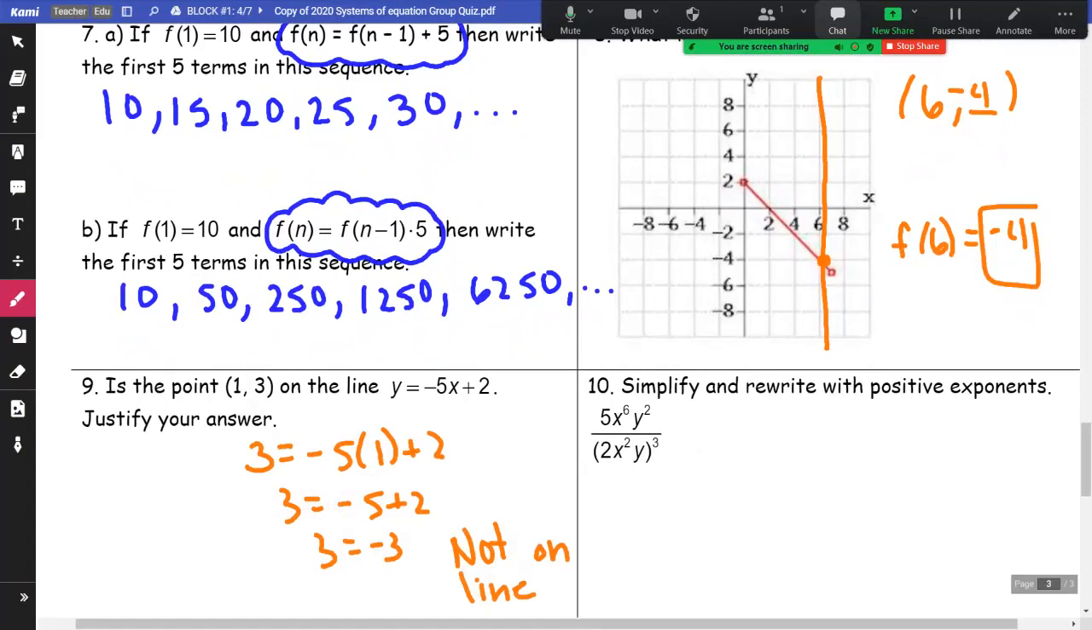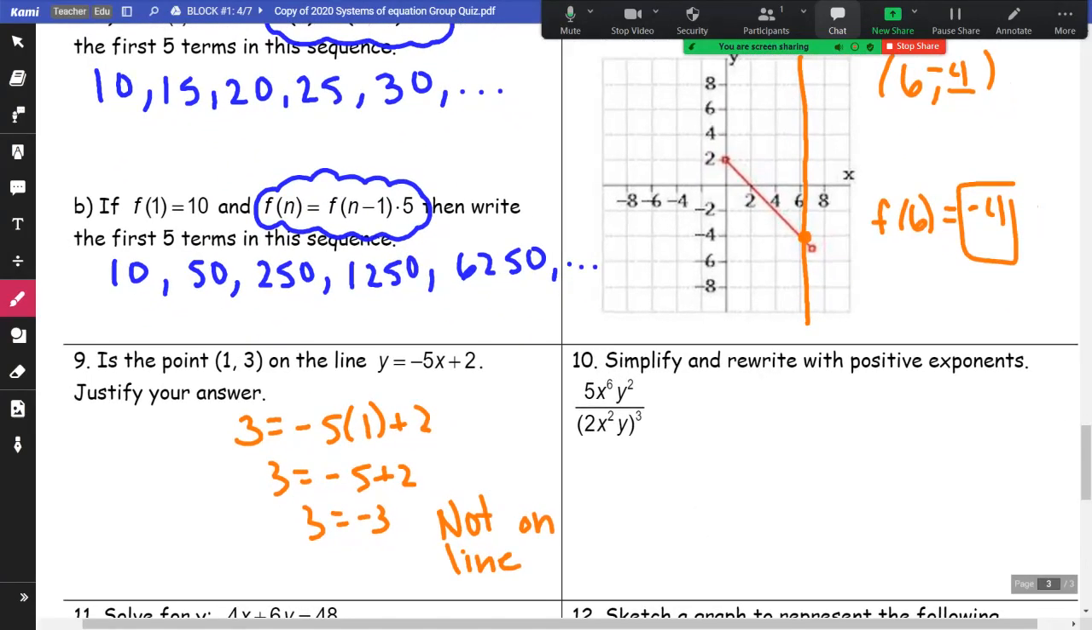On 10, simplify. Okay, none of these have negative exponents, so we don't have to worry about that. On the top, I'm going to keep as is for a second. The bottom, everything on bottom is going to be raised to the power 3. So 2 to the 3 is 8. My x squared to the power 3, power to power I multiply, so 2 times 3 is 6. And my y to the third.